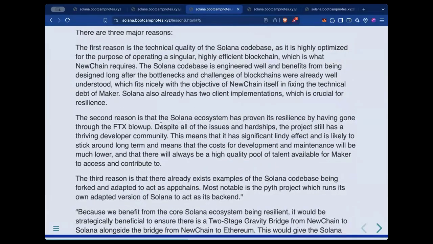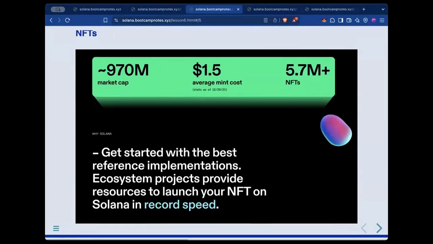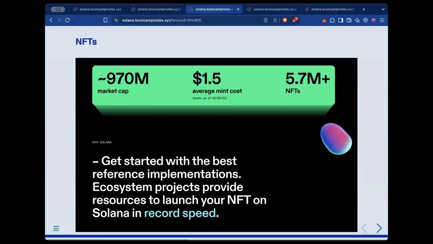That was about that here, mentioning the fact that the ecosystem survived the collapse of FTX, which did hit Solana particularly hard, I think, but it survived that and has recovered very well. Okay. Let me just quickly mention NFTs. We're going to spend a lot more time talking about NFTs as well. We're going to be showing you how to create them and all the tools that you can use around those.